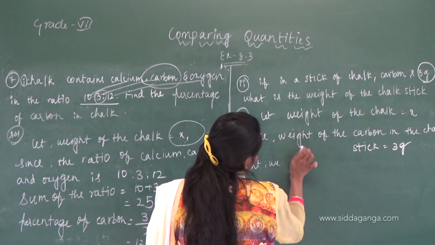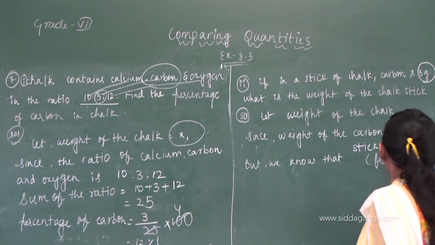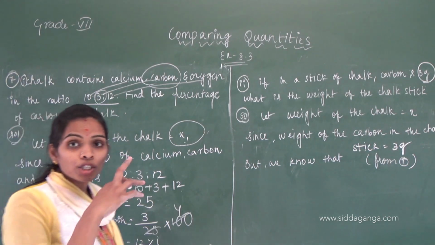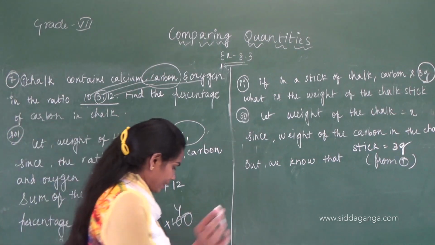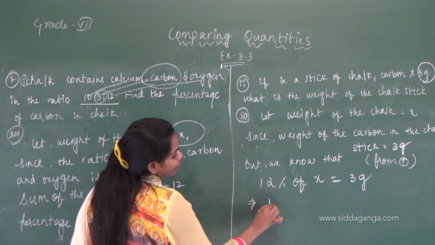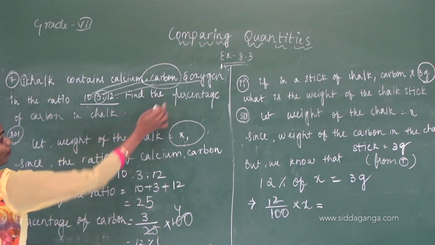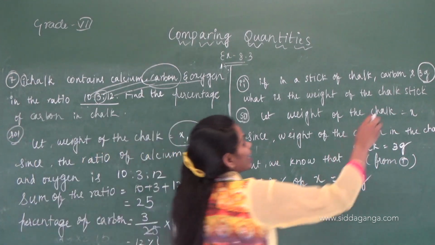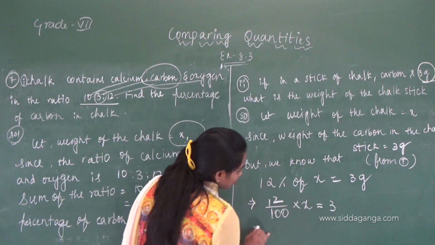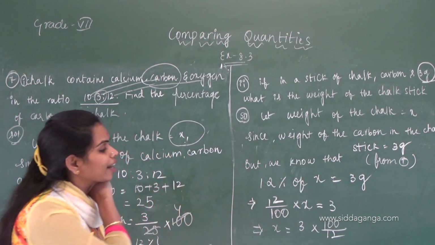But we know from equation 1 that the percentage of carbon in the chalk stick is 12%. So 12% of x equals 3 grams. 12% is nothing but 12 divided by 100, times x. 12 divided by 100 into x equals 3. So x equals 3 into the reciprocal of 12 by 100, which is 100 by 12.